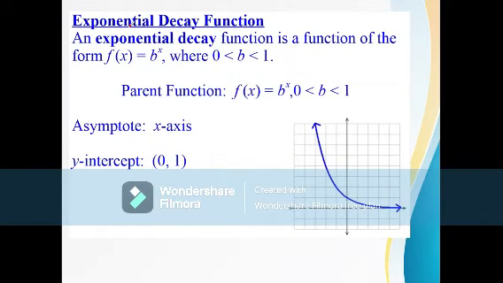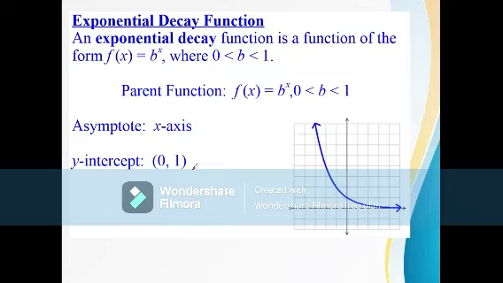So how about the exponential decay function? An exponential decay function is a function of the form f of x is equal to b to the power of x, wherein b is greater than 0 and less than 1. Meaning the value of our b will be in between 0 and 1. So the parent function would be f of x is equal to b to the power of x, wherein b is greater than 0 and b is less than 1. So the asymptote of this expression would be the x-axis, and the y-intercept would be (0, 1).